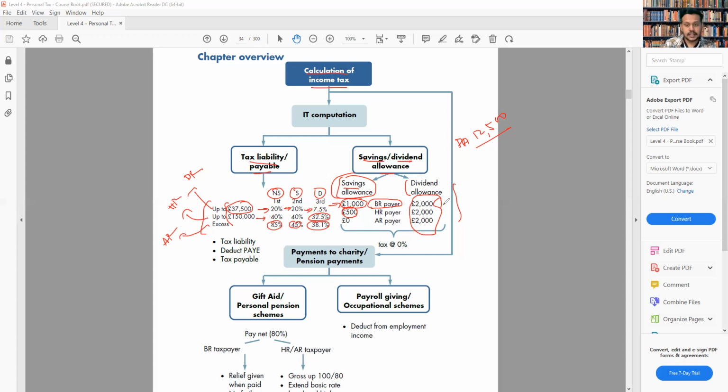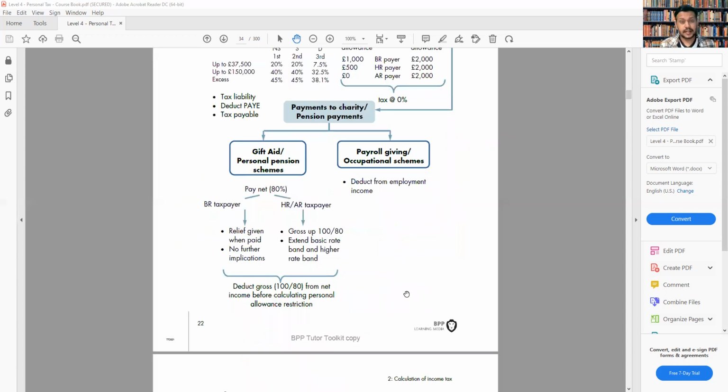All right, so let's have a look at the next point. The next point we have here is payment to charity and pension payment. So payment to the charity and the pension payment. This one we already discussed, gift aid and the personal pension scheme. Now this one is a little bit trickier. I want you to remember that.